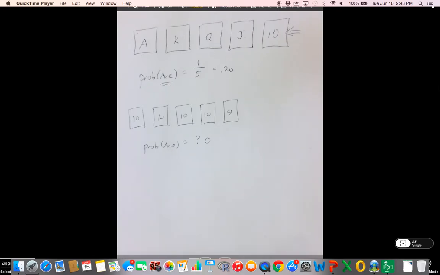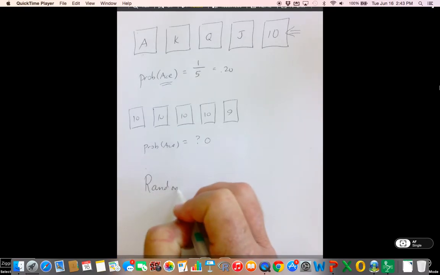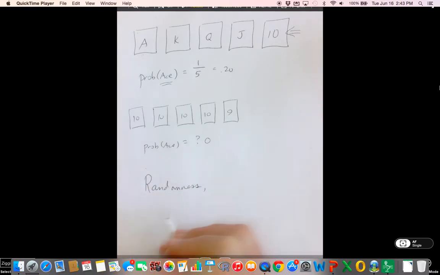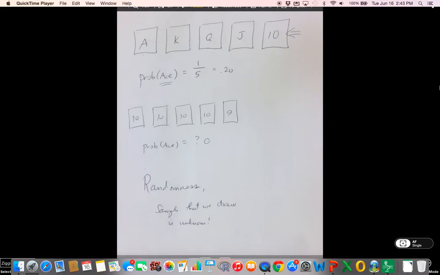So guys, long story short, when you're determining the probability of getting something from a population, you have to know all of the important conditions and characteristics of the population that you're actually drawing from. But if we have true randomness, our sample that we draw is unknown. We don't know what we're going to get from our population.